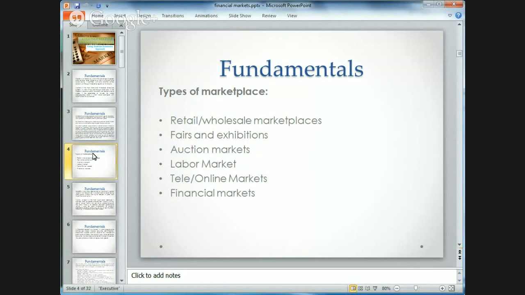Auction markets take place in exchanges as well as in wholesale markets. It might take place in a fair or an exhibition as well. Auction markets are basically where you have the item on display and people are going to bid on it, and the highest bidder is most likely to get that particular product. Mostly antiques and precious goods, rare goods are sold using the auction markets.